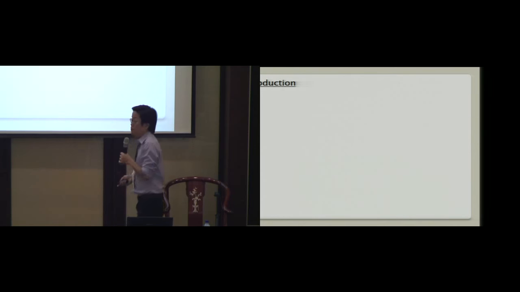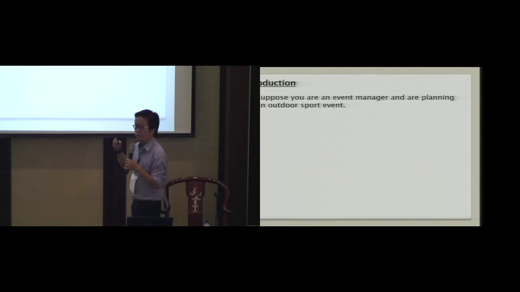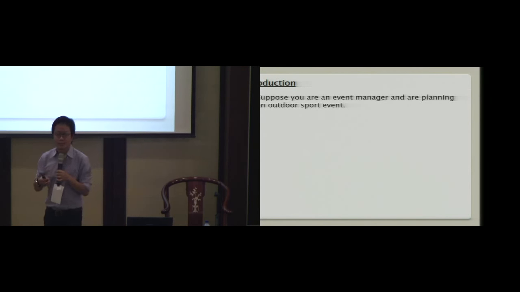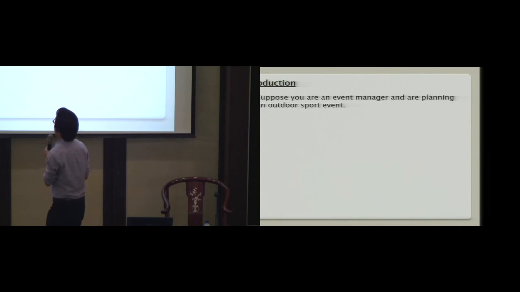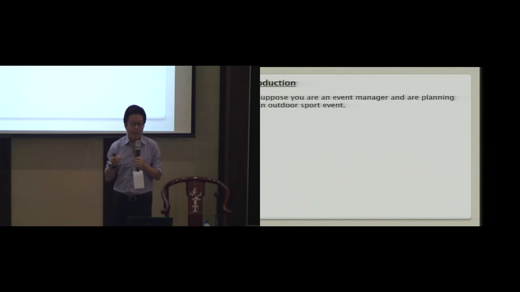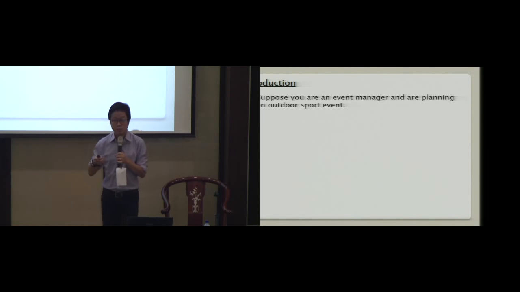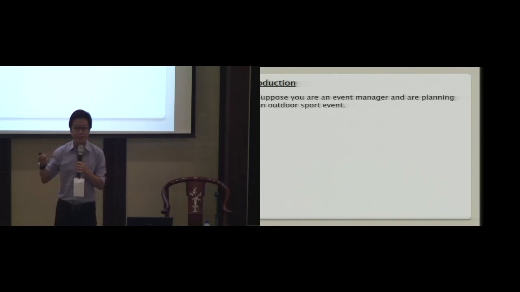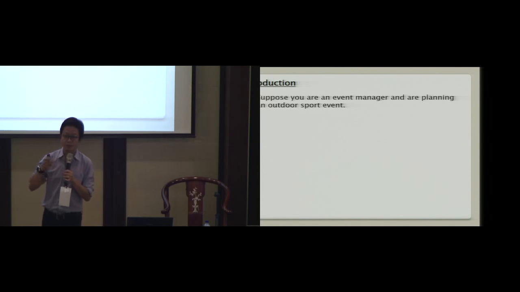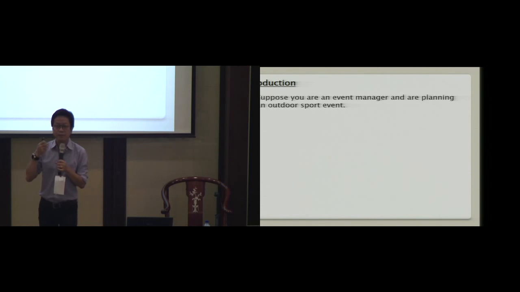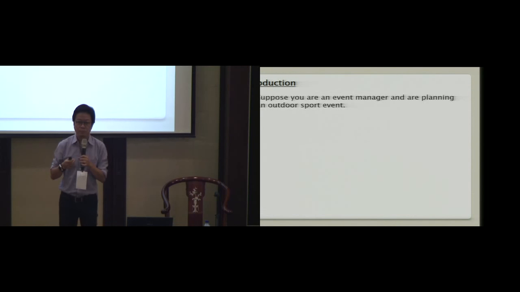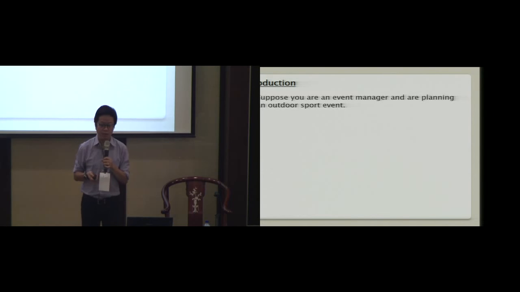So let me start by giving an introduction. This is about how people make decisions when facing risk and uncertainty. Okay? Let me be very brief. Suppose that you are an event manager and you are planning an outdoor sport event. Because it is outdoor, it depends a lot on the weather, whether it's going to rain or not. So you need to have some kind of estimate of the likelihood that the rain will come and the likelihood that it will not.